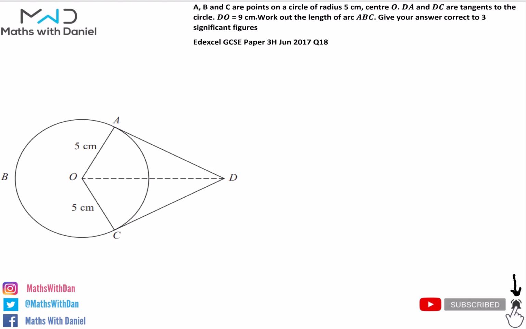It says A, B and C are points on a circle of radius 5 centimeters, center O. DA and DC are tangents to the circle. DO equals 9 centimeters. Work out the length of arc ABC. Give your answer to 3 significant figures.